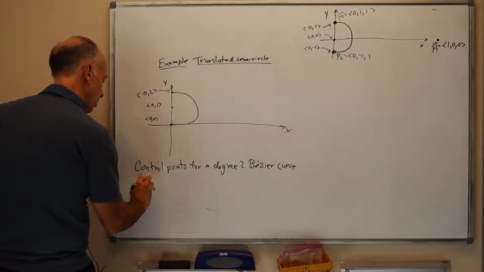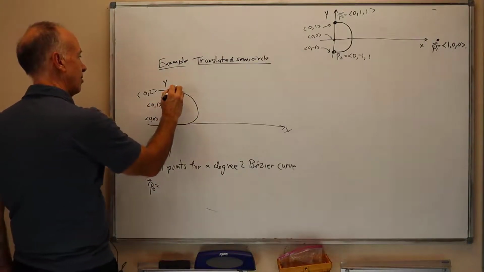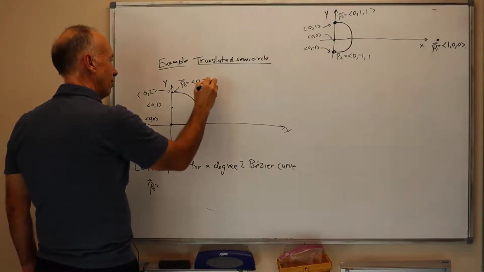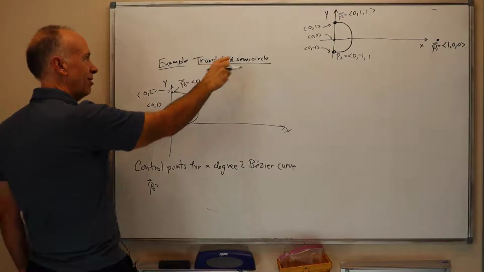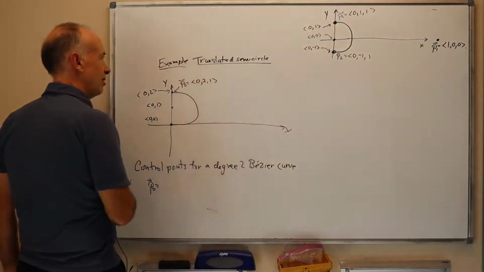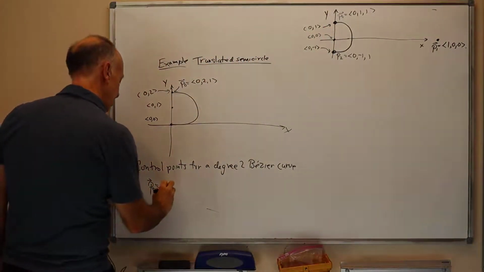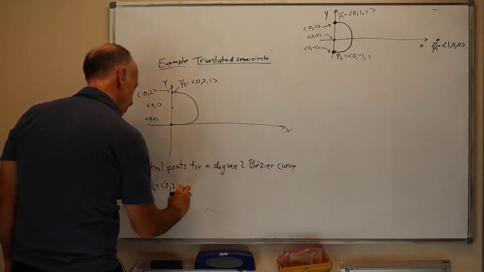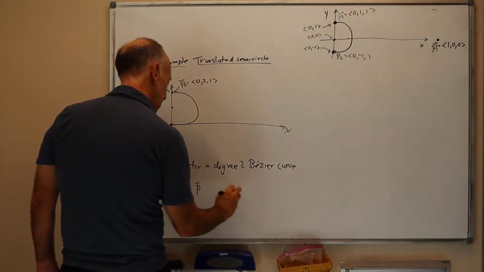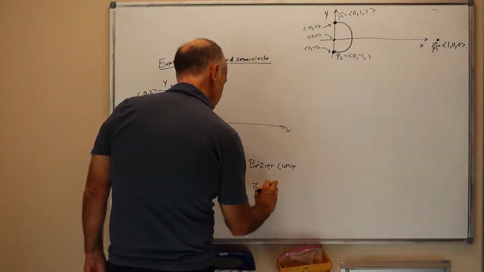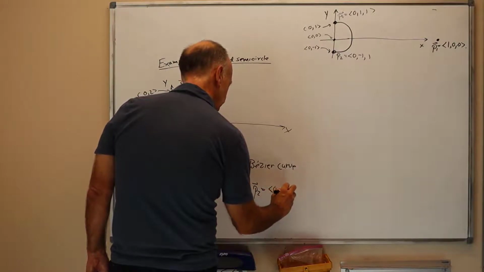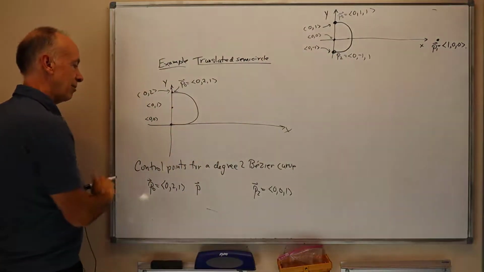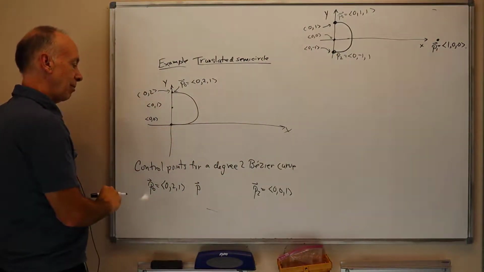Well, P0 has to be the starting place. So it seems pretty clear that P0 ought to be (0, 2, 1), because it's starting at the point (0, 2). The previous curve started at the point (0, 1). And then it likewise seems like P2 ought to be (0, 0, 1), because the point (0, -1) has been moved up to (0, 0), and we keep the weight the same.